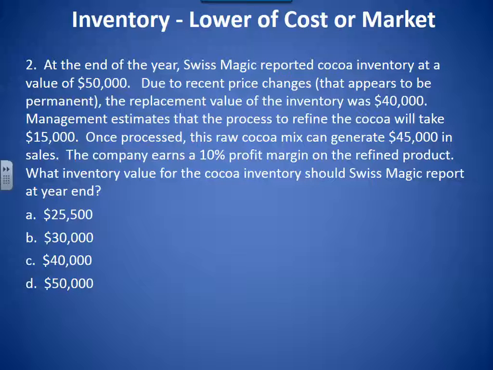Now, the cocoa in their inventory still costs money to refine, and management estimates that the process of refining the cocoa will take an additional $15,000. And once it's processed, this cocoa mix can generate $45,000 in sales. And the company normally earns a 10% profit margin on the refined product. So what inventory value for cocoa inventory should Swiss Magic report at year end?